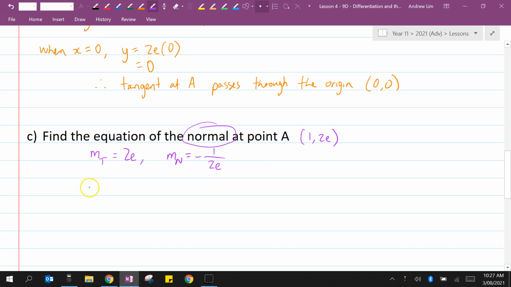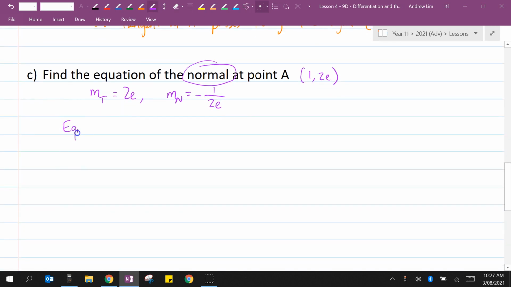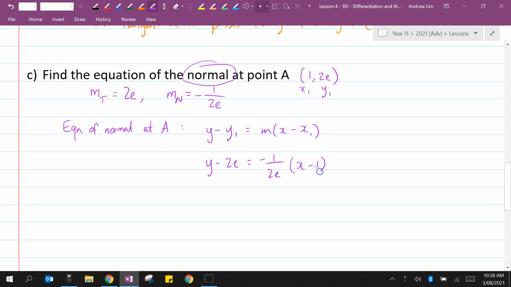So now we can find the equation of the normal at A. y minus y1 is equal to m bracket x minus x1. Here's our x1 and y1. So we have y minus 2e is equal to negative 1 over 2e bracket x minus 1. So what I'm going to do here is I'm going to expand the brackets. So you have y minus 2e is equal to negative x over 2e plus 1 over 2e.